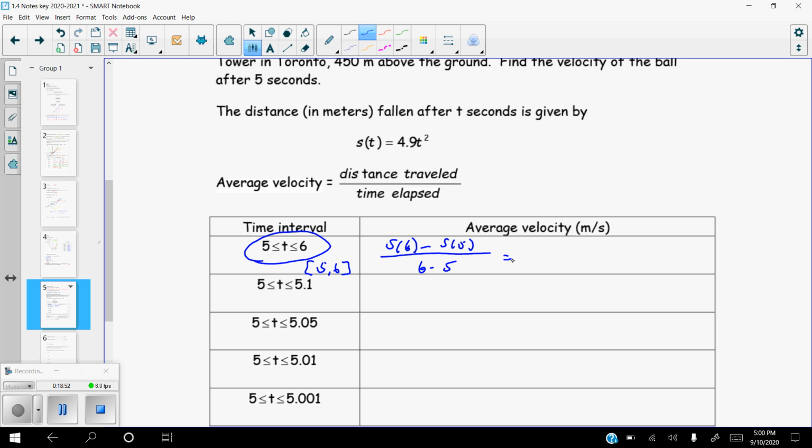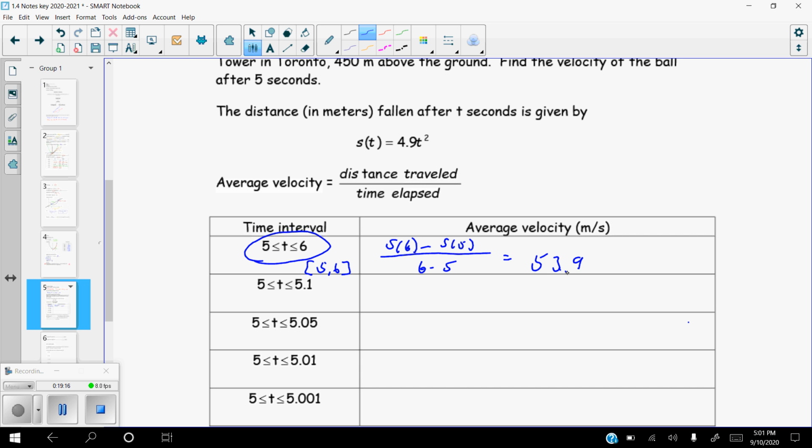So if we plug these in the calculator, I'm not going to write every piece out here, but you would do 4.9 times 6 squared minus 4.9 times 5 squared, and then you would do over 6 minus 5, which is 1, of course. You would get 53.9 meters per second. Okay, that's an average velocity over that 1 second time interval.